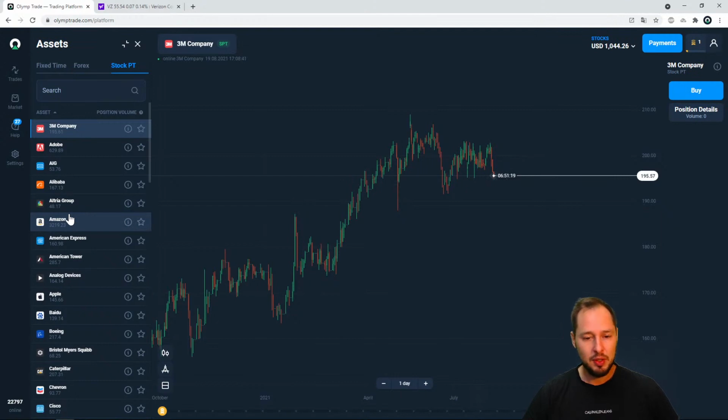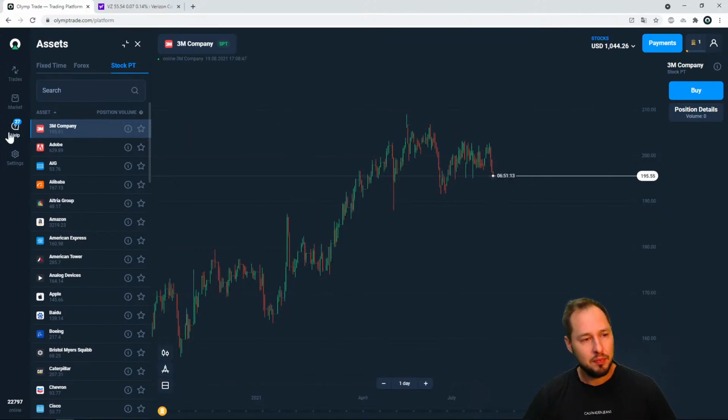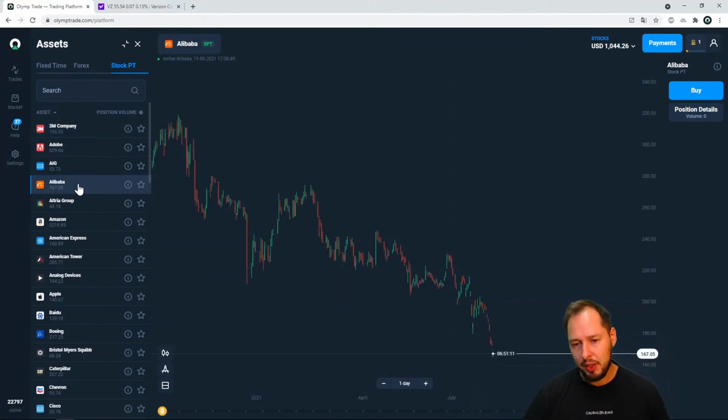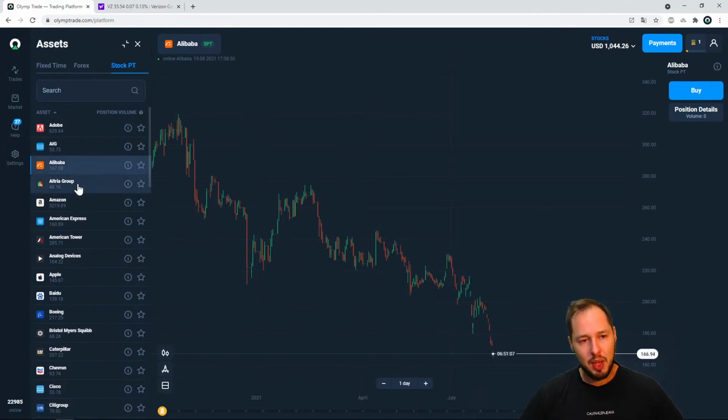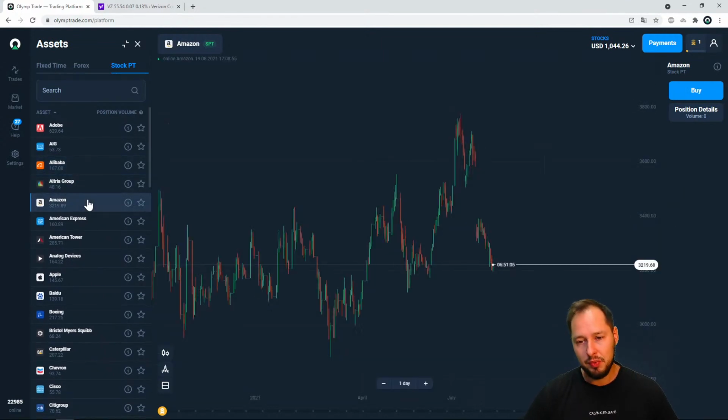So the next sector is retail and e-commerce. This one includes, here it is, Alibaba. What else? Amazon, of course. Amazon, Costco, Home Depot International, Ralph Lauren Corporation, something like this.